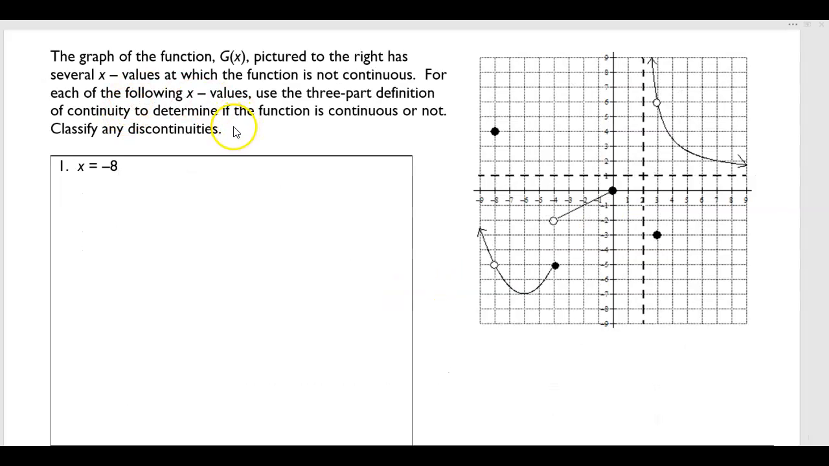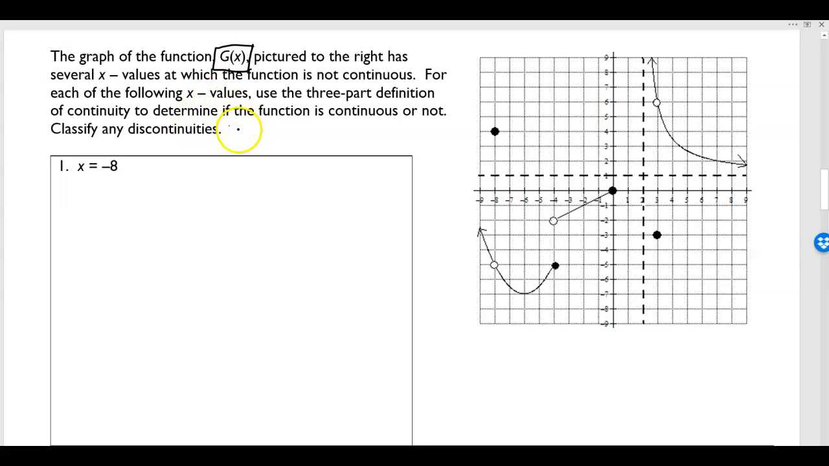So let's take a look now at a function g of x. We can look and see this graph has multiple discontinuities. We're going to analyze at certain points. So for example, number 1, we'll do x equals -8, and we'll decide if it's continuous or not, and we'll use that 3-part definition of continuity. One thing I want you to notice is that this function is called g of x. So we want to make sure that we're always using g of x when we're in our explanations.